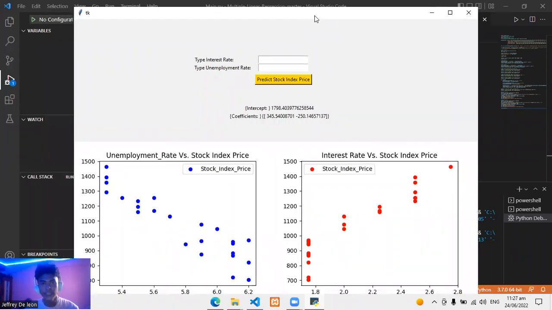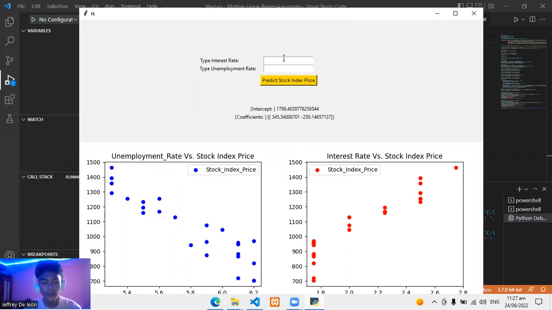So dito makikita natin yung main index ng ating program. Dito pwede tayong mag-input ng ating specific interest rate and unemployment rate for us to get the predicted stock index price. Dito lang po sa baba is yung linearity relationship ng ating two independent variables. So this is the unemployment rate and interest rate.